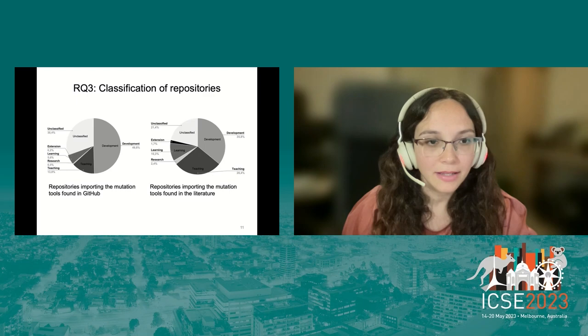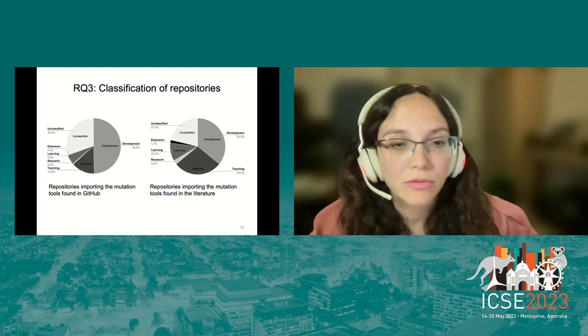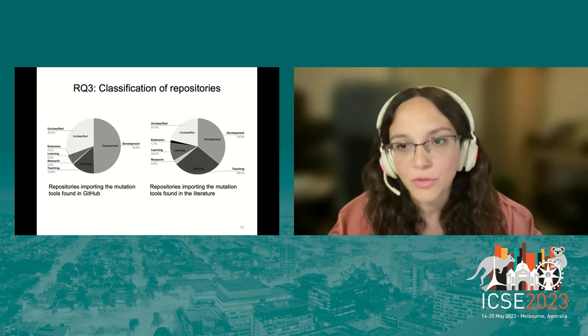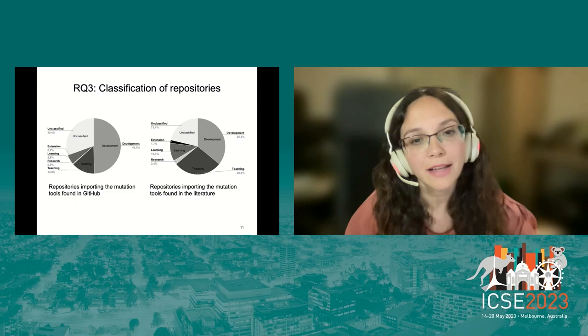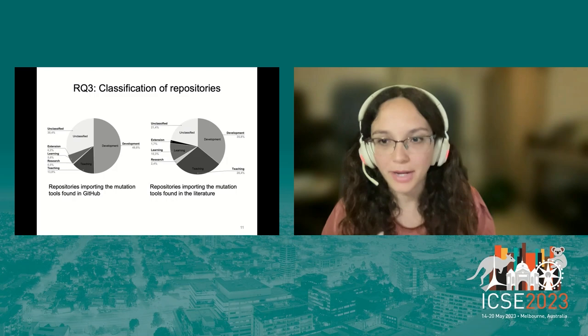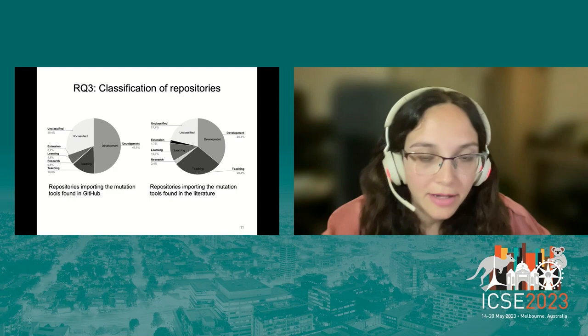Yes, well, that detail is in our research paper. I don't remember exactly the details, but this was one of the most important conclusions of our study. We observed an increase in the percentage of projects dedicated to development and decreasing teaching in the mutation testing tools found in GitHub, and the mutation testing tools found in the literature, that those are Major, MuJava, Mutant, MutPy, and PIT, show the opposite behavior, with a considerable reduction in the repositories dedicated to development and more dedication to teaching, learning, research.